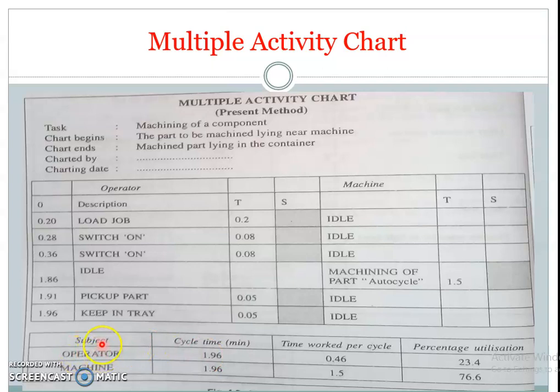So here, for each subject, the cycle time is noted. Here the time worked per cycle is noted, and percentage utilization is noted. So here the operator uses 0.46 of the total cycle time, and the machine uses 1.5 minutes of the total cycle time, that is, percentage utilization is 76.6%. So we can determine the percentage utilization for each subject.